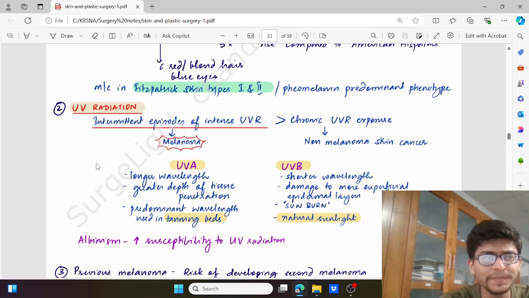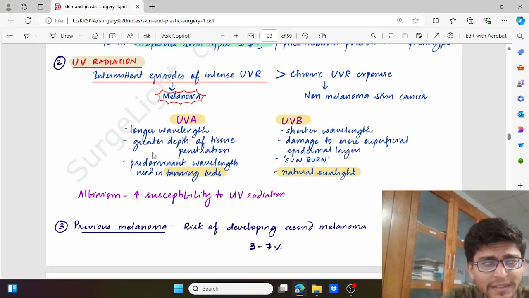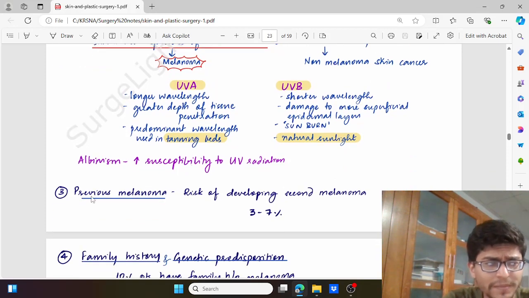Second is UV radiation. Intermittent exposure to intense UV radiation gives rise to melanoma, whereas chronic exposure gives rise to non-melanoma skin cancer. Now we have UVA and UVB. UVA has a longer wavelength, greater depth of tissue penetration, and is the predominant wavelength used in tanning beds. And UVB has a shorter wavelength, damages the more superficial epidermal layers, and causes sunburn. And this is the natural sunlight. Albinism increases susceptibility to UV radiation, causing melanomas.